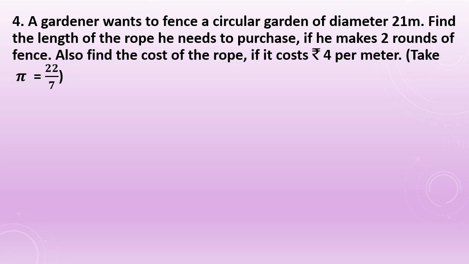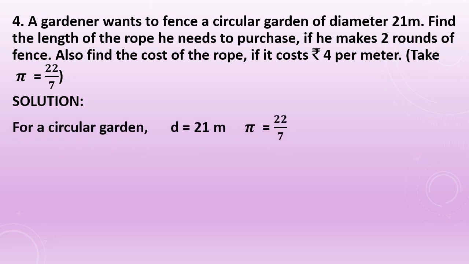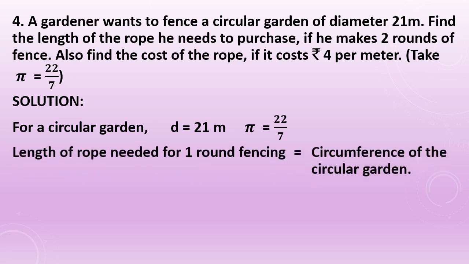So whatever the things given in the question, first we can write it there. Here it is discussing about a circular garden. So we can write for a circular garden, diameter d equal to 21 meter and pi equal to 22 upon 7. We have to find the length of rope needed to purchase. For what purpose? To make the fence. So length of rope needed for 1 round of fencing means the circumference of the circular garden.